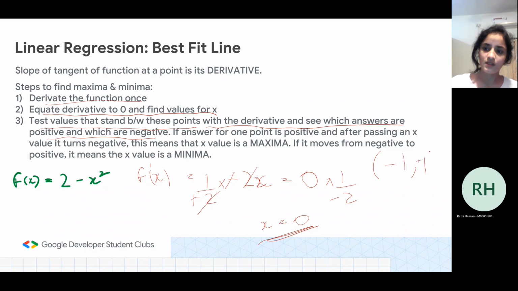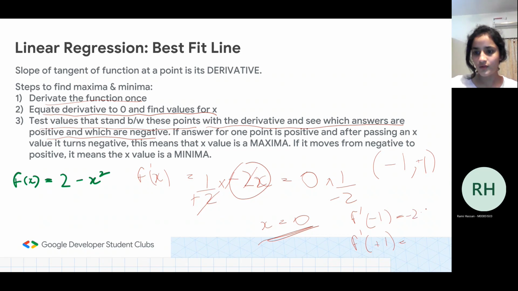Okay. So it says test these values with the derivative. In the sense, I'm going to plug it in here. So f dash of minus 1 and f dash of plus 1. The value we had gotten was 2x. So let me do that.